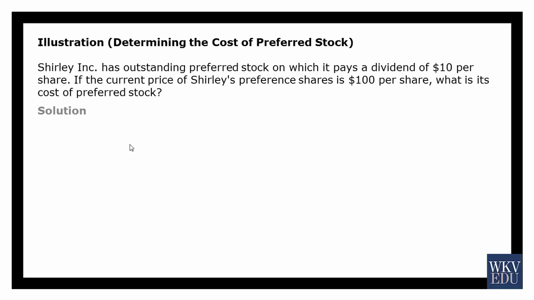Let's look at a simple example with respect to determining the cost of preferred stock. The dividend per share is 10, the current market price is 100, therefore the rate will be 10 by 100, 10%. Nothing overly testable at this point.